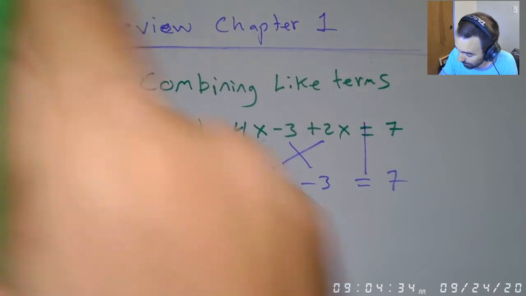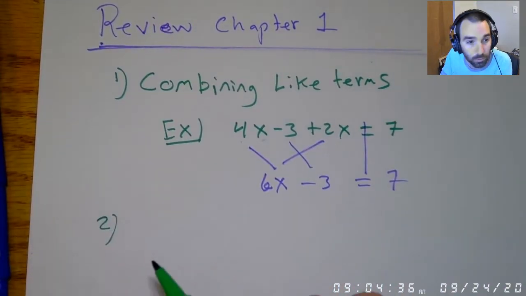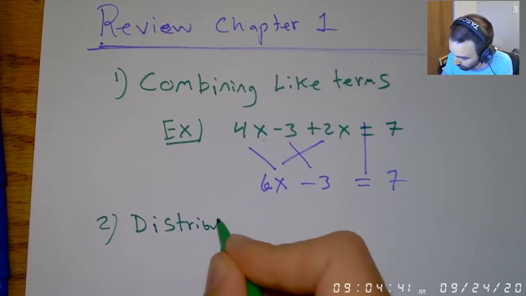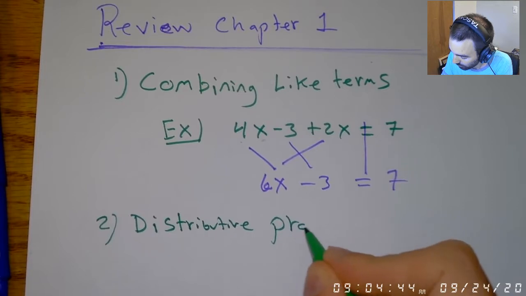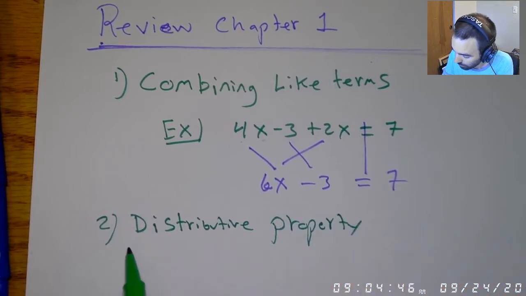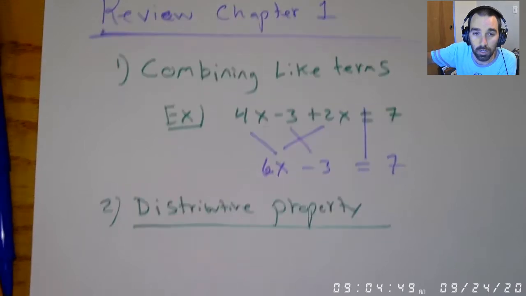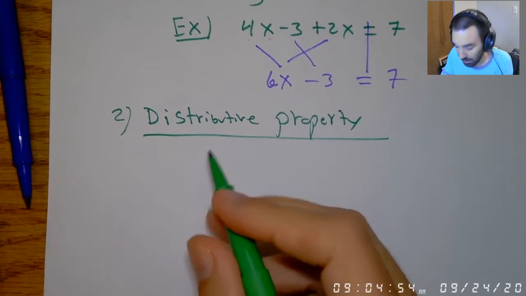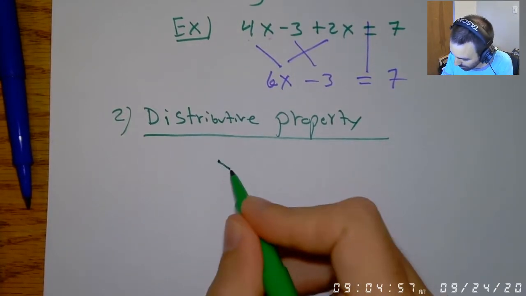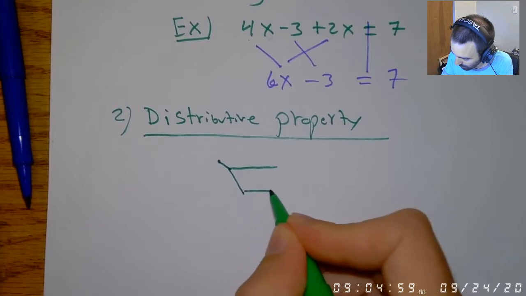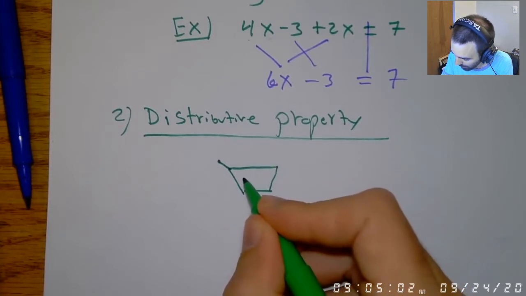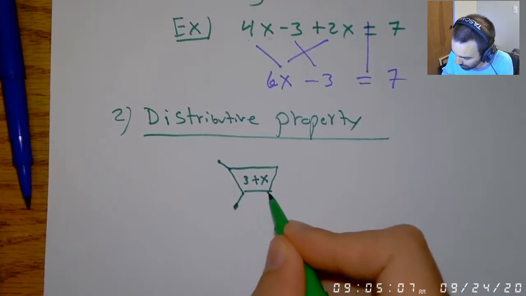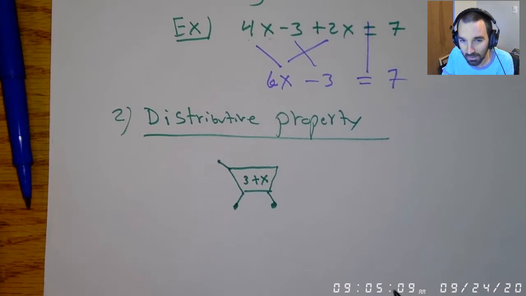What's another thing that we worked on? We worked on the distributive property. Now, remember, with the distributive property, all we're really doing is multiplying everything in a cart. I can actually make a little cart. Let's say we have 3 plus x in here. Do you guys like my cart? That's a pretty sweet cart, right?